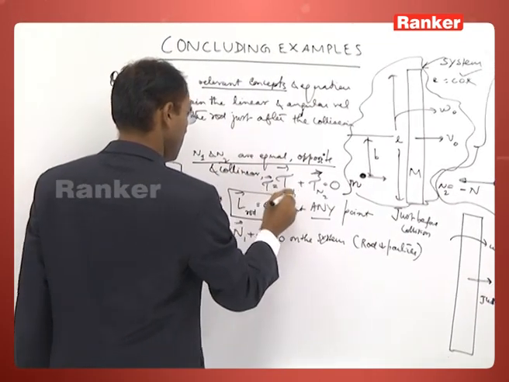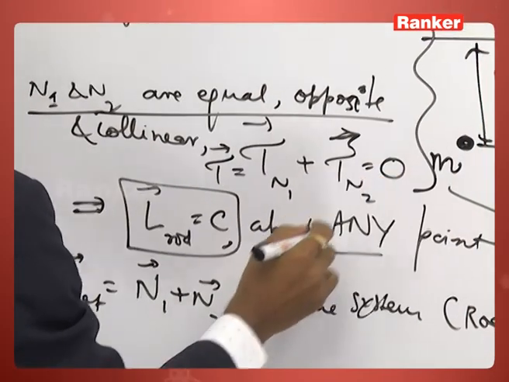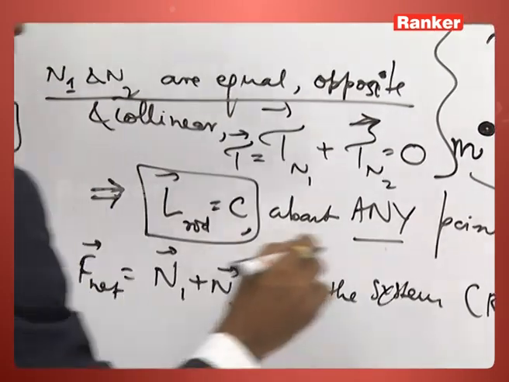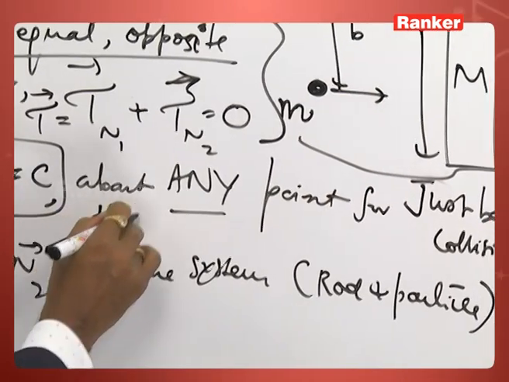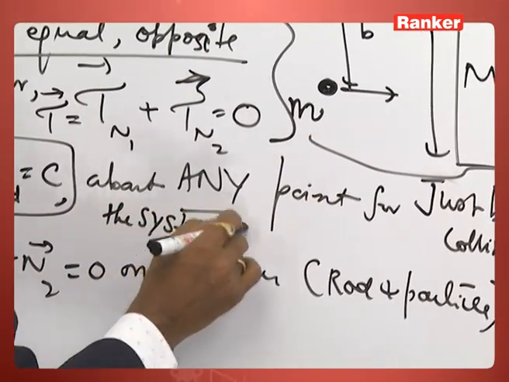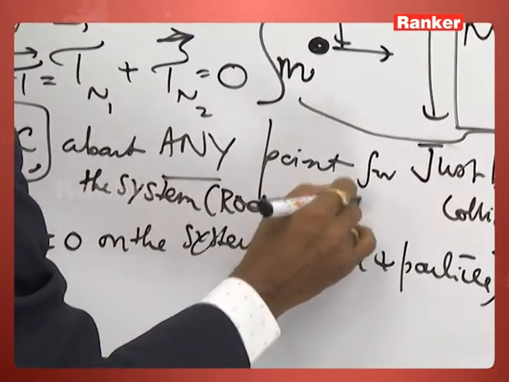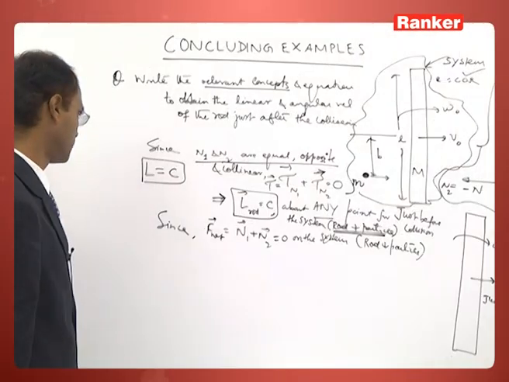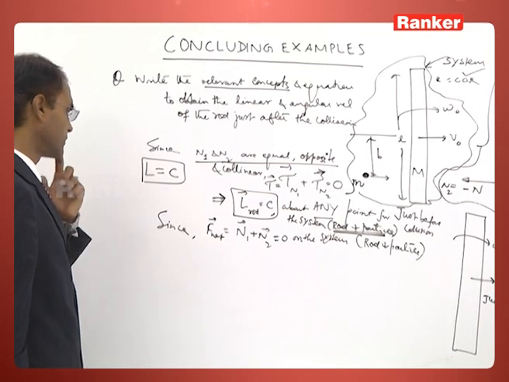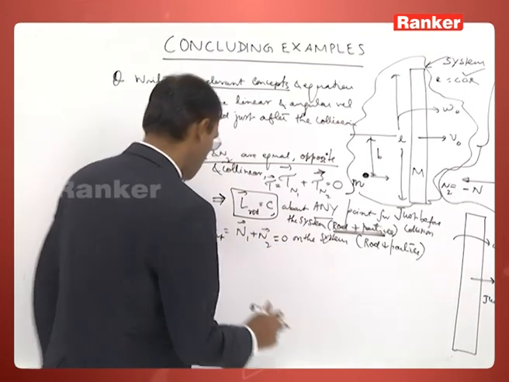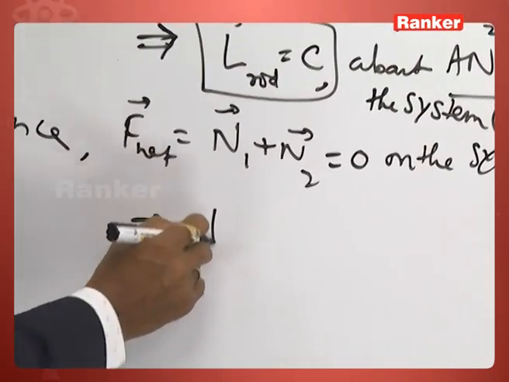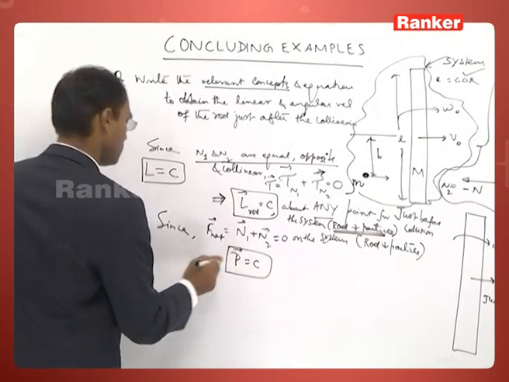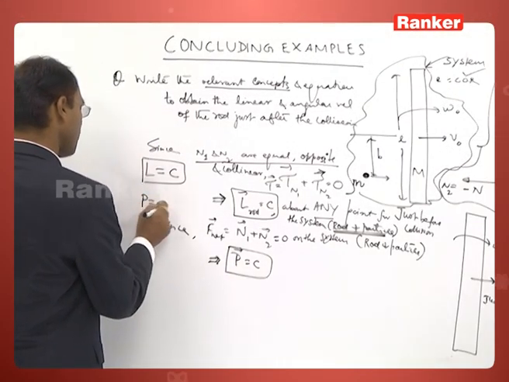So, net torque will be 0. Hence, the total angular momentum will be conserved about any point for this system. We have to define the system, that is rod plus particle as the system. Net force acting on the system is 0. Therefore, linear momentum of the system remains conserved. So, next concept is conservation of linear momentum.